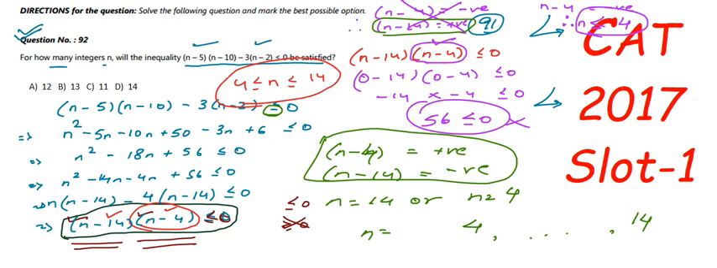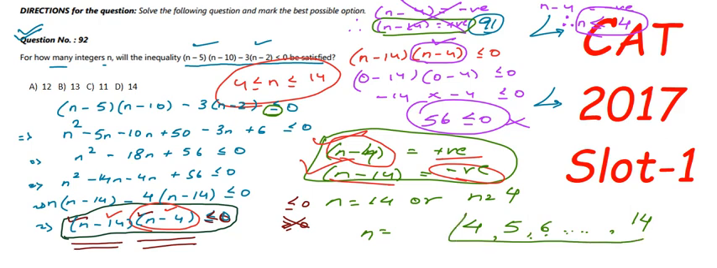Only for this condition will both these conditions be true, because a number which is greater than 4, subtracting 4 from it, we will get a positive number, and a number which is less than 14, subtracting 14 from it, we will get a negative number. So our n belongs to 4 to 14, so it can have any possible values between 4 to 14, which is 4, 5, 6 till 14.